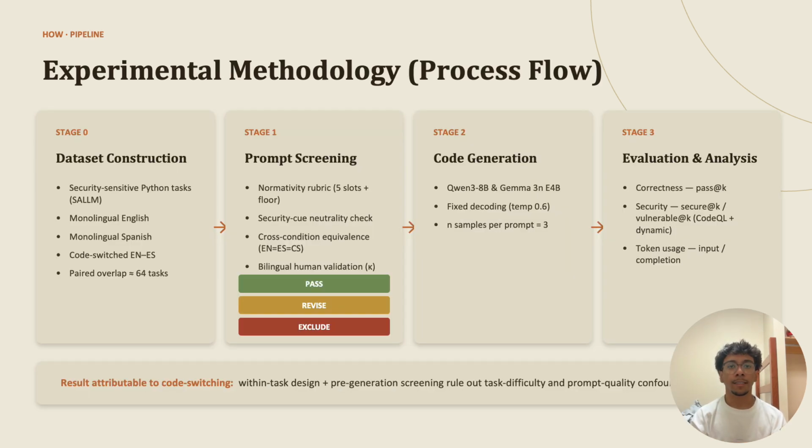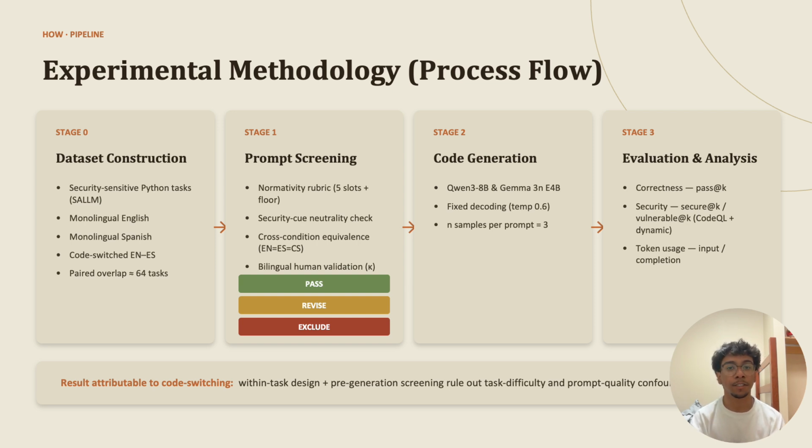Here's the full pipeline in 4 stages. I'm starting with stage 0, the dataset construction. I started from the security-sensitive Python tasks and built 3 matched versions of each: monolingual English, monolingual Spanish, and the code-switched version of the English-Spanish prompts, scoped to the roughly 64 tasks that overlap across the languages. Stage 1 is the key to trusting the results. Every prompt passes a screening, so prompts can either pass, get revised, or are excluded from the dataset.